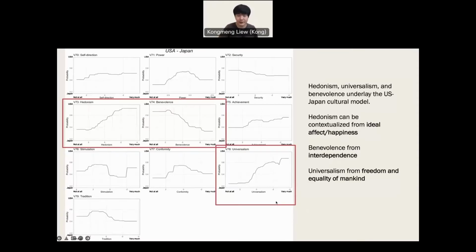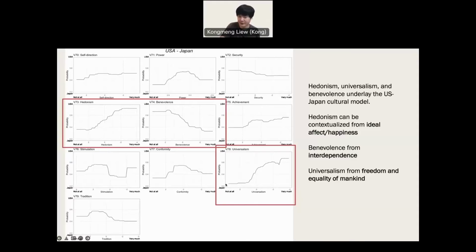And if you look at the partial dependence plots, how you read this is that this represents the score for hedonism, and this is the probability of the model classifying a participant as belonging to the US, which would be 1, or Japan, which would be 0. And so we find the higher the participant scores on hedonism, the more likely they will be classified as American rather than Japanese. We saw the opposite pattern for benevolence, where the higher they were on benevolence, the more likely they were Japanese rather than American.